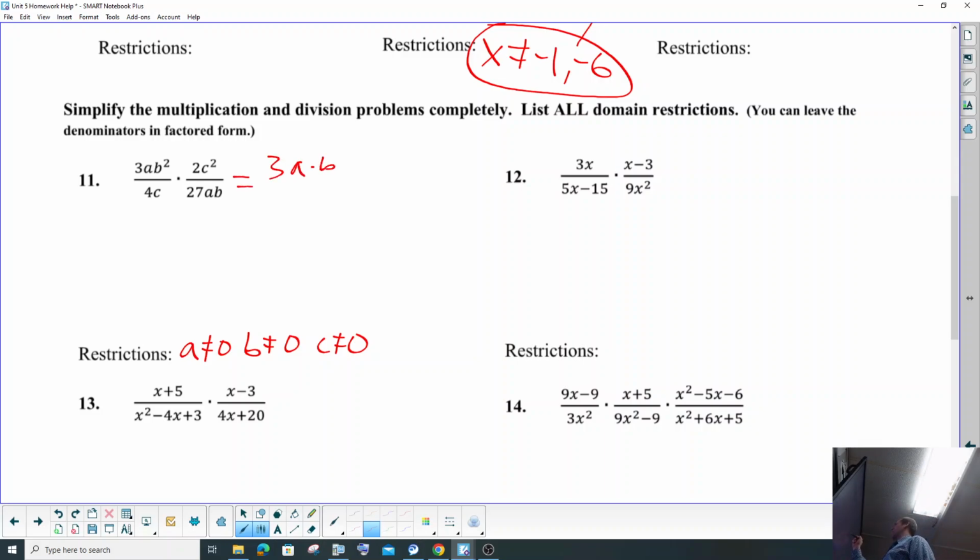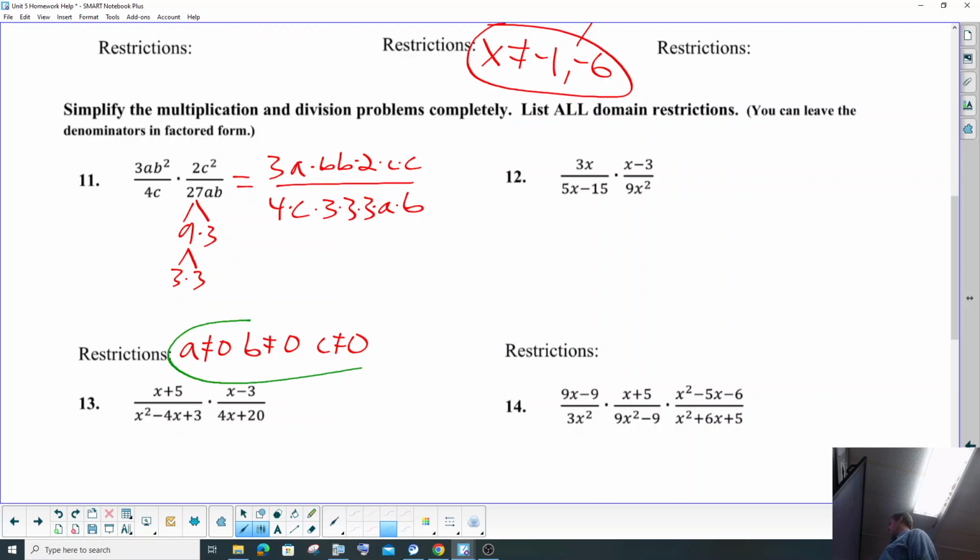We have an A, we have a couple B's, we got a 2, we got a couple C's going on there, C squared, all over 4 times C. And then 27 factors into 9 times 3, which factors into 3 times 3. So we got 3 times 3 times 3 times A times B. So the A cancels. Do some canceling now. So if we list our restrictions, good.